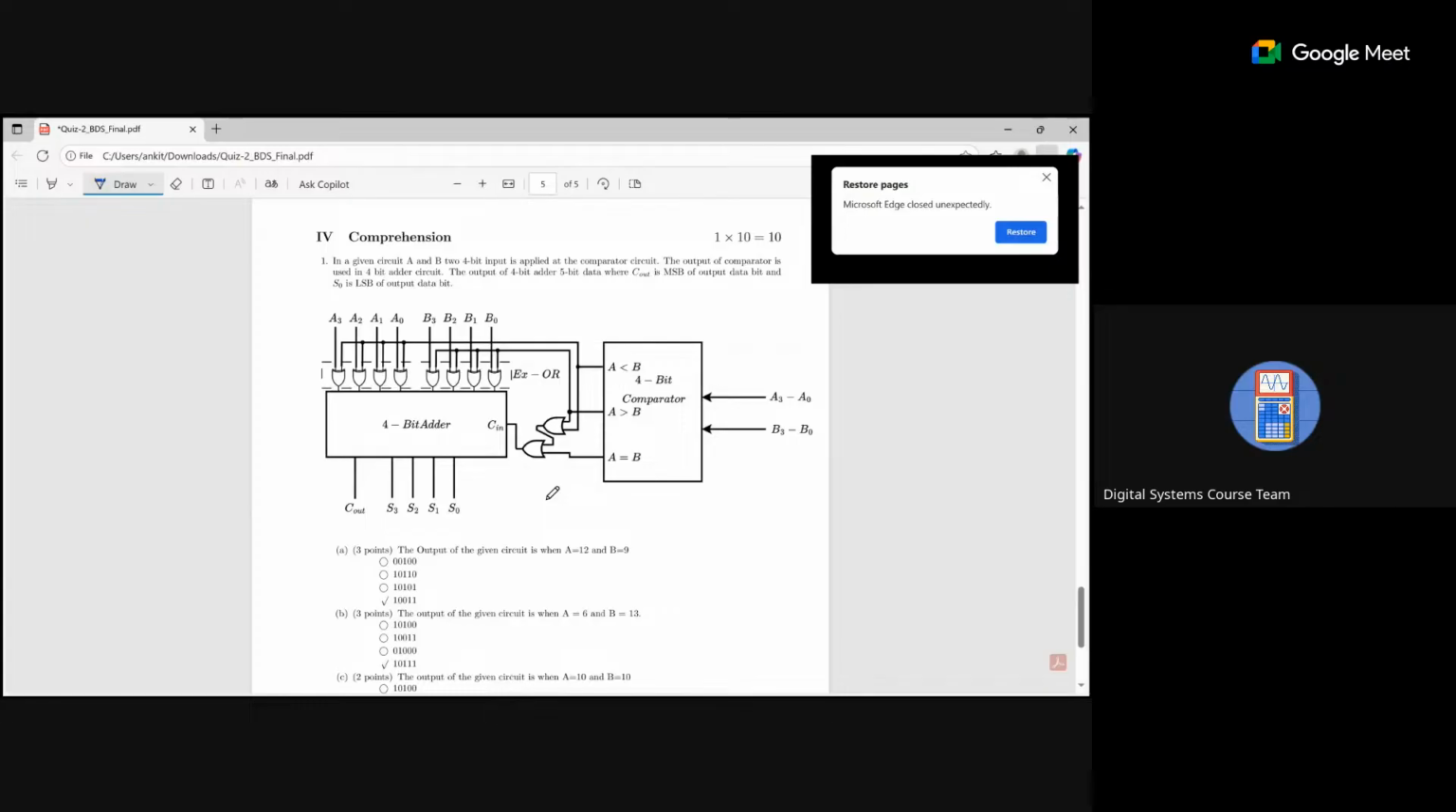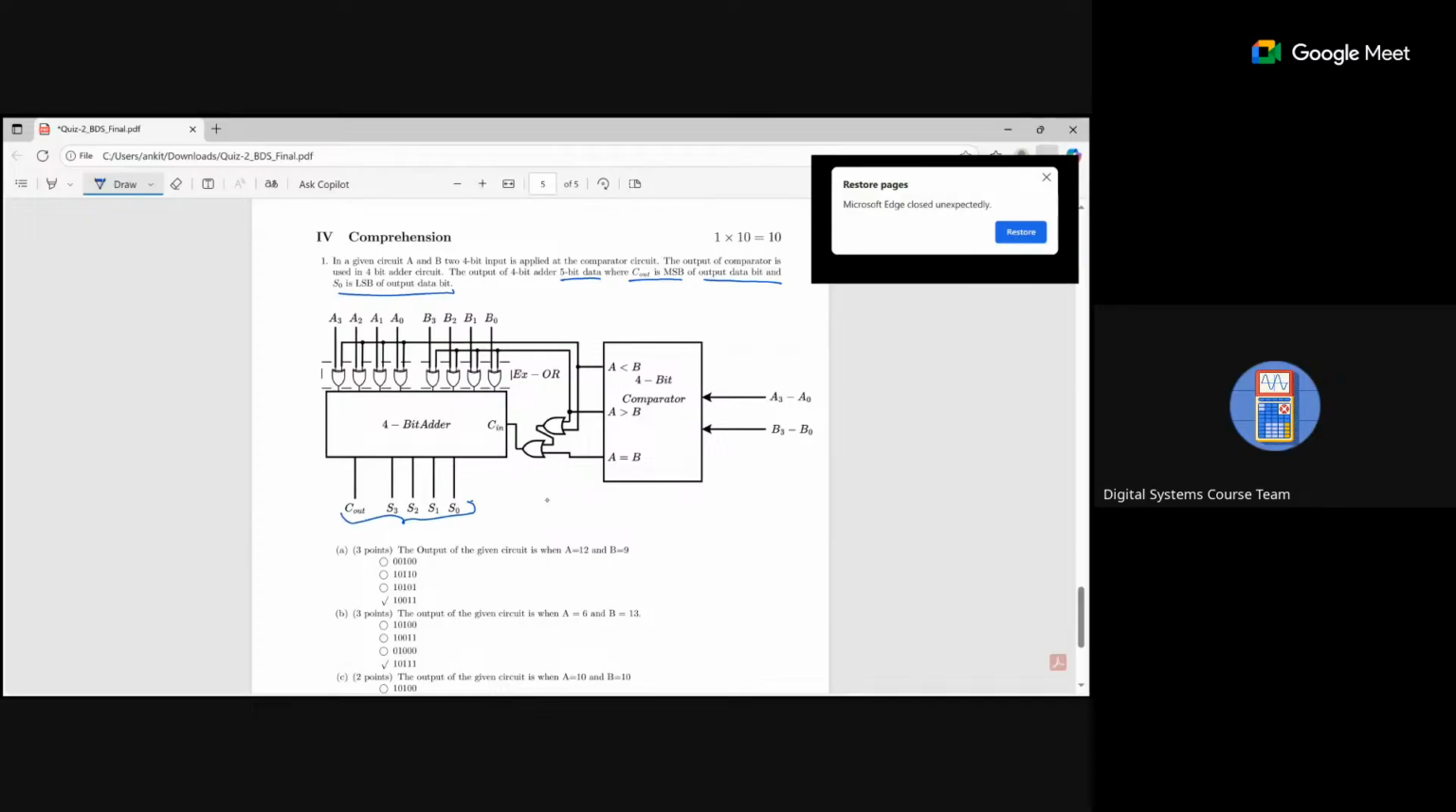Now in a given circuit, A and B, 4-bit input is applied to the comparator circuit. The output of the comparator is used in a 4-bit adder. The output of the 4-bit adder is 5-bit data, where Cout is the MSB and S0 is the LSB of the output data bits. Okay, so this is your complete data.